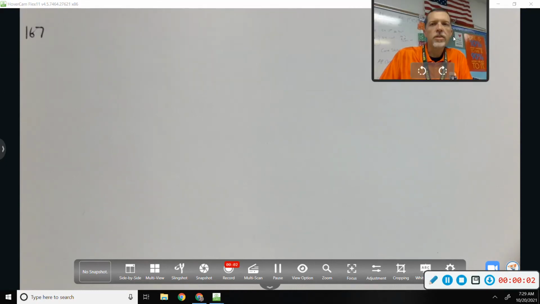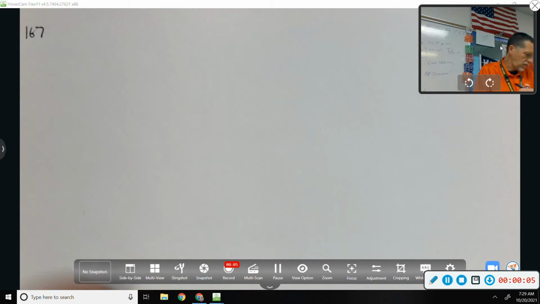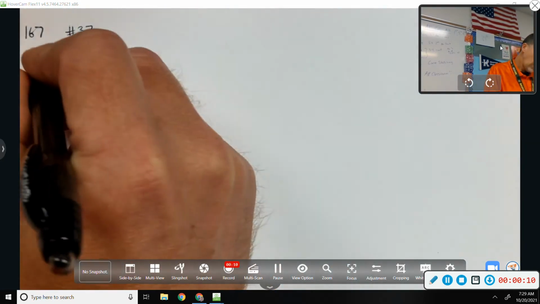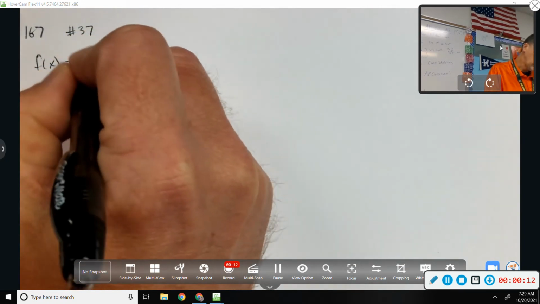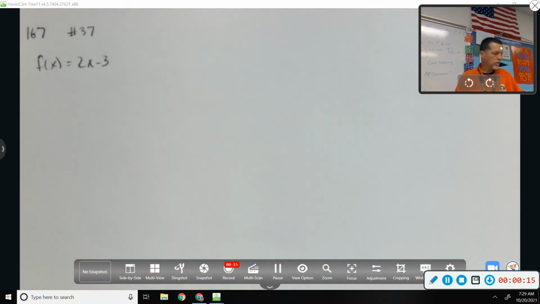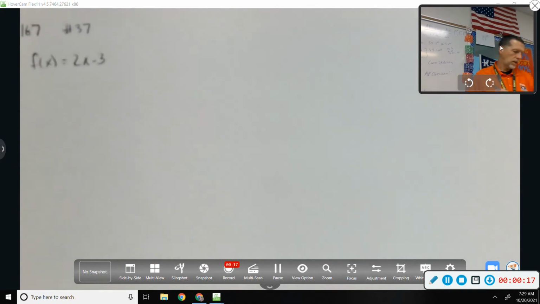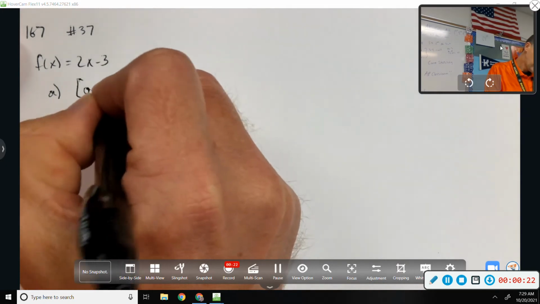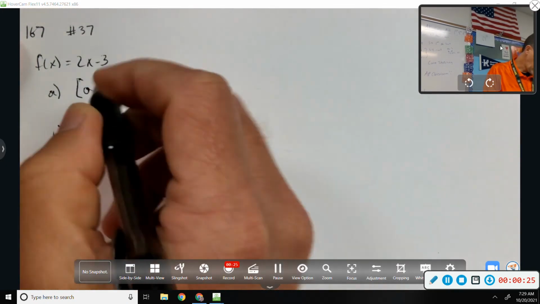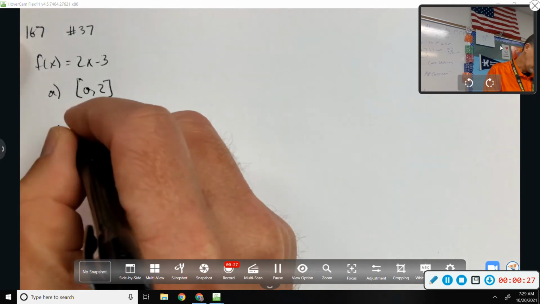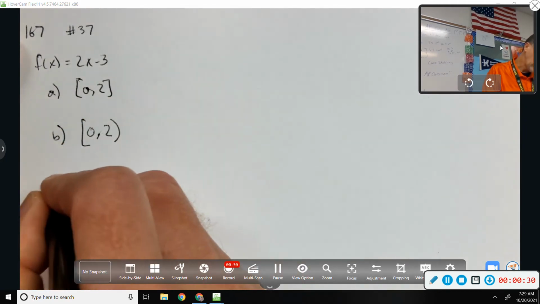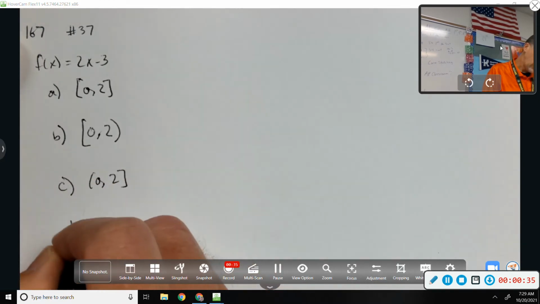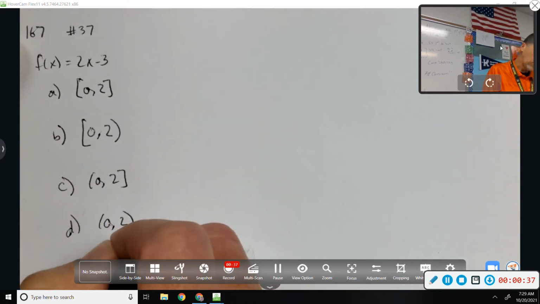All right, so let's throw it way back to page 167, number 37. F of x equals 2x minus 3. We're looking for absolute extrema on each interval. The trick is we've got these weird intervals: 0 to 2 with brackets, 0 to 2 with one bracket and one parenthesis, 0 to 2 with a parenthesis and a bracket, and then 0 to 2 with two parentheses.